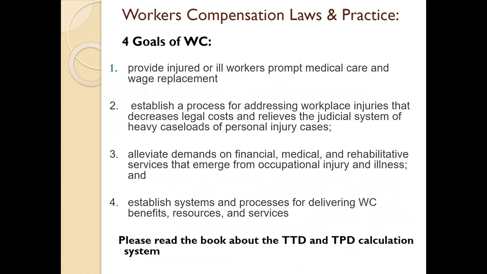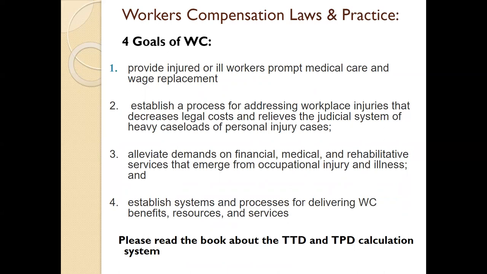So these are the four main goals of workmen's compensation, or workers' compensation. Provide injured, ill workers with prompt medical care and wage replacement. Establish a process of addressing workplace injuries that decreases legal costs and relieves the judicial system of heavy caseloads and personal injury cases. Alleviate the demands on financial, medical, and rehab services that emerge from an occupational injury and illness, and establish systems and processes for delivering workers' compensation benefits, resources, and services.